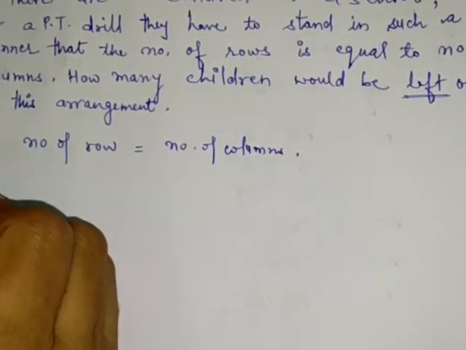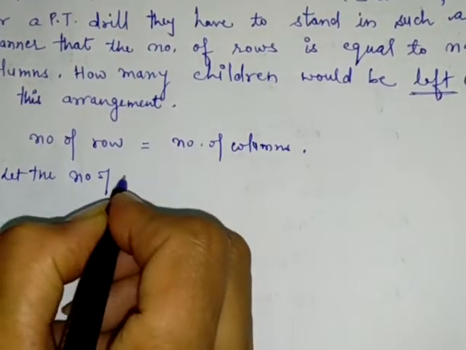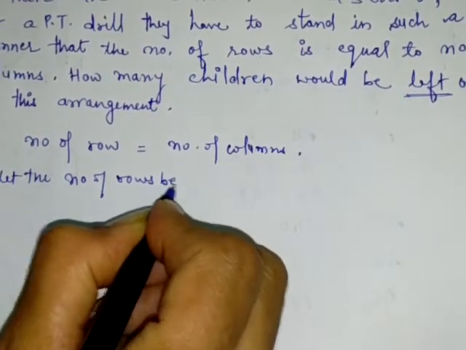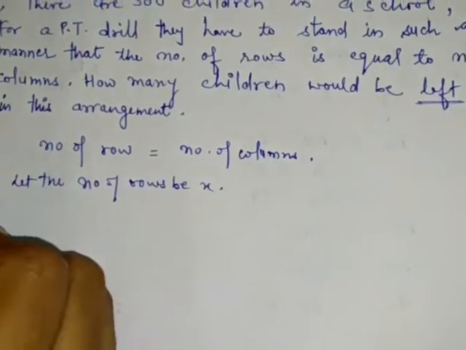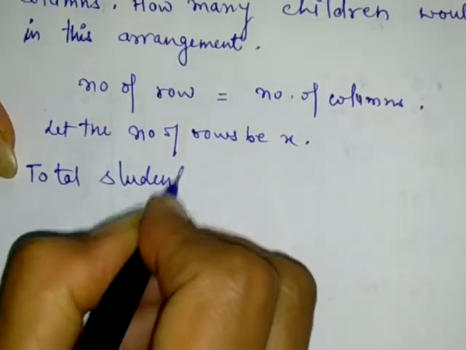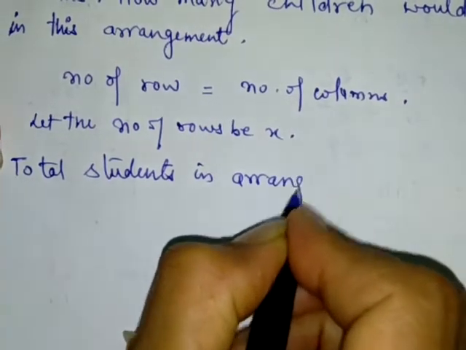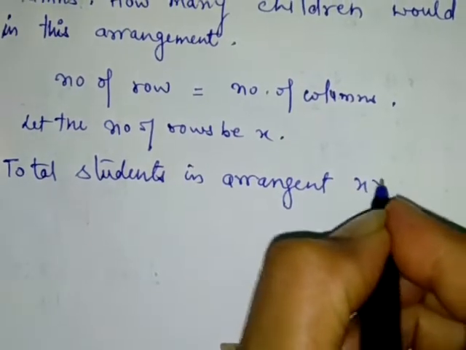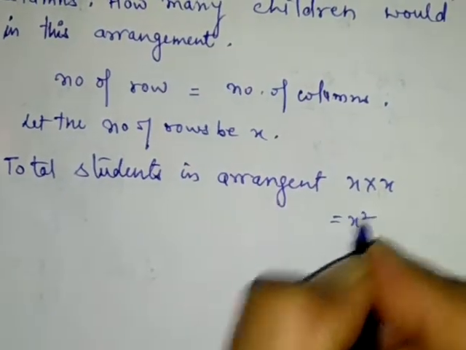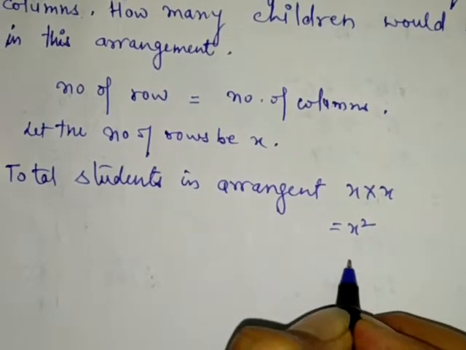So let the number of rows be x. So total students in the arrangement is x into x, that's equal to x square. It means the number of students in the arrangement is a perfect square.